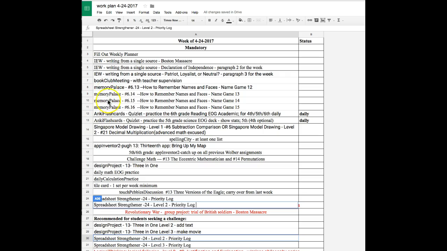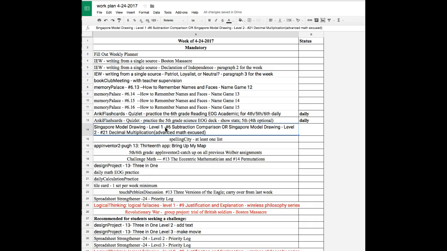We'll continue with our memory palace. We'd like to start working more intensely on preparing for the EOGs by going over every day the Reading EOG deck. It says 6th grade, but the terms are quite useful for 4th graders as well, and will make the EOG much simpler. Also for 5th graders, good for 4th graders as well, the Science EOG deck.